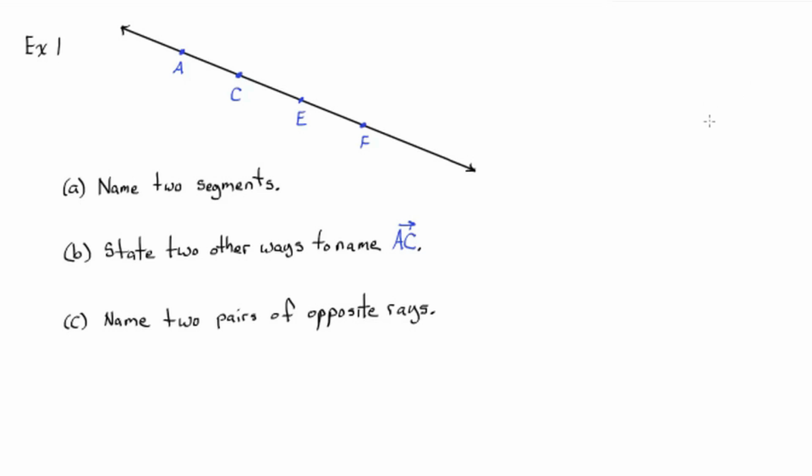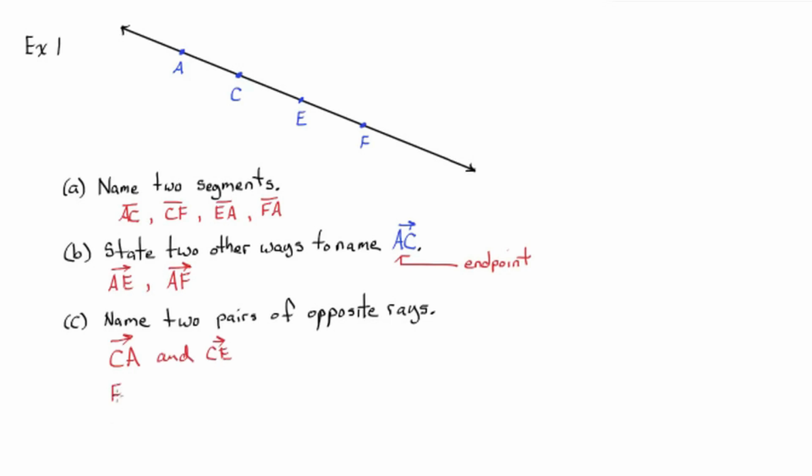Okay, so how did you do? Two segments: segment AC, segment CF, segment EA, segment FA. For the next part, two other ways to name ray AC: we could say ray AE or ray AF. Just make sure your endpoint is A there. And two pairs of opposite rays: we could say ray CA and ray CE, or ray EA and ray EF. Both have to start with the same endpoint and go in opposite directions.